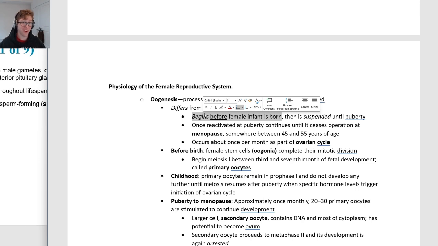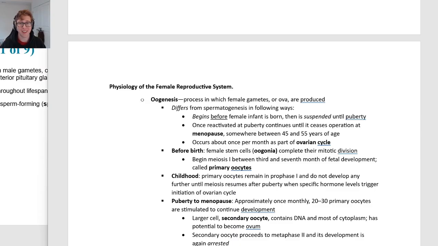Essentially, as you are developing in the womb, you are already doing oogenesis, compared to men, which actually start during puberty. Now, it begins before the female infant is born and is suspended until puberty. Once reactivated at puberty, it continues until it ceases operation at menopause, somewhere on average between 45 and 55 years of age. It occurs about once per month, and it is part of the ovarian cycle.